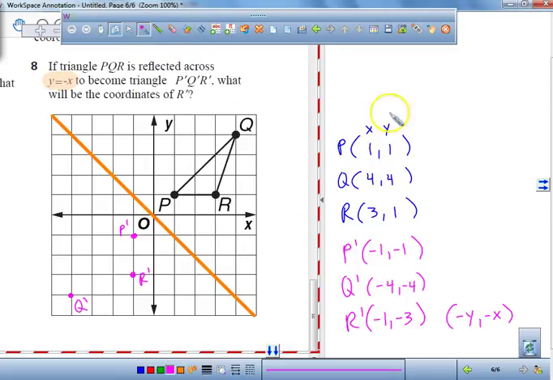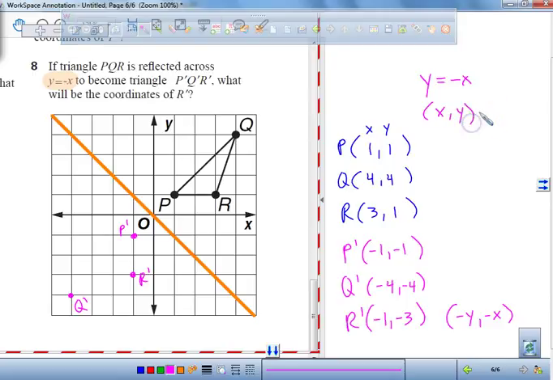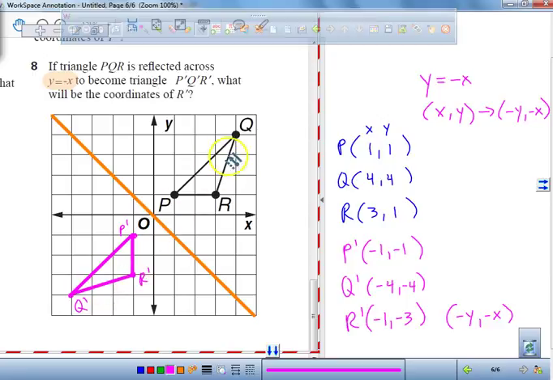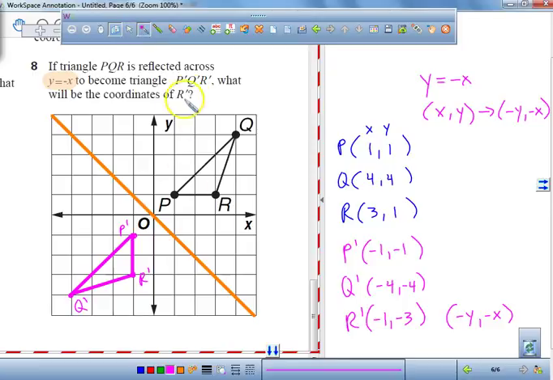So what is the rule for y equals negative x? You could add this rule. What does x, y become? It becomes negative y and a negative x. That's the rule. Okay? And then I'm going to go ahead and just connect the dots. Kind of cool. Hopefully you guys can see how these are mirror images, how they reflect across. Now what does it ask us for? It says, what are the coordinates of R prime? That part right there. That's the coordinates of R prime.